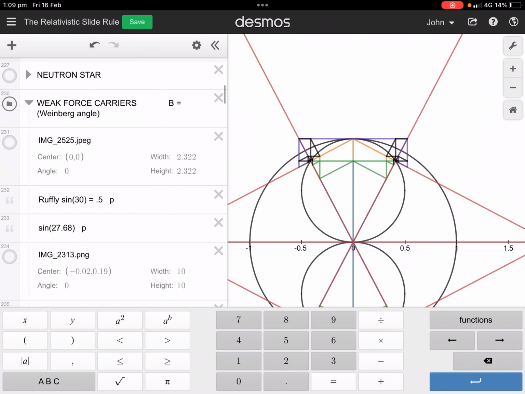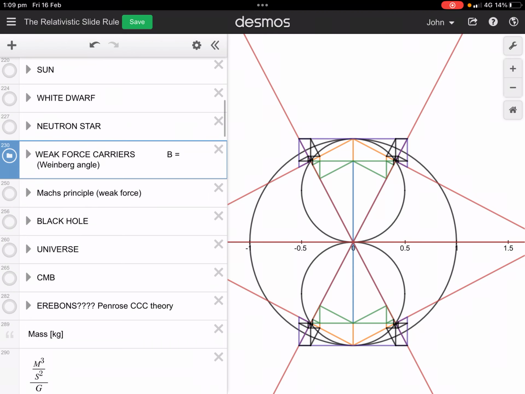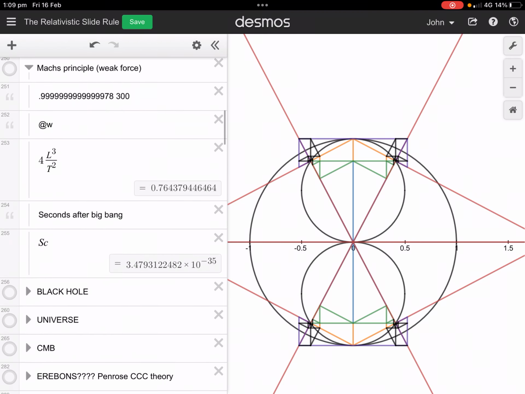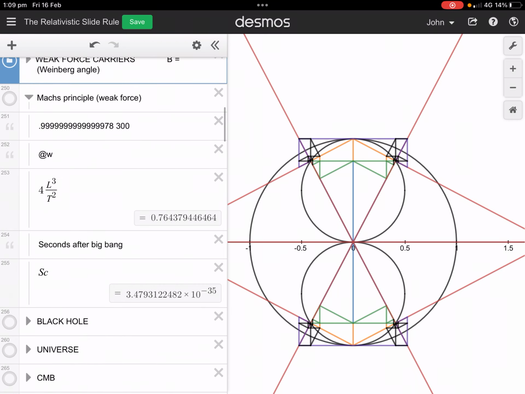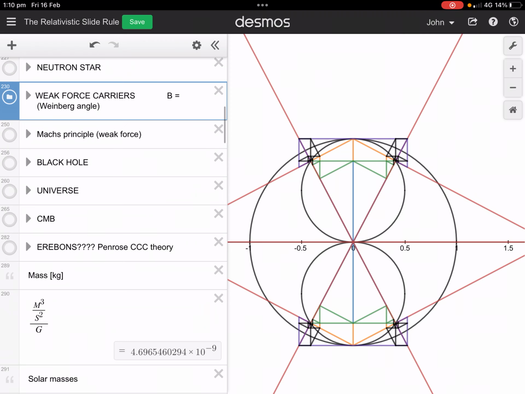Okay, so that'll do for the weak force. Oh, maybe I'll explain this later actually. Okay, and then what do we get after that?